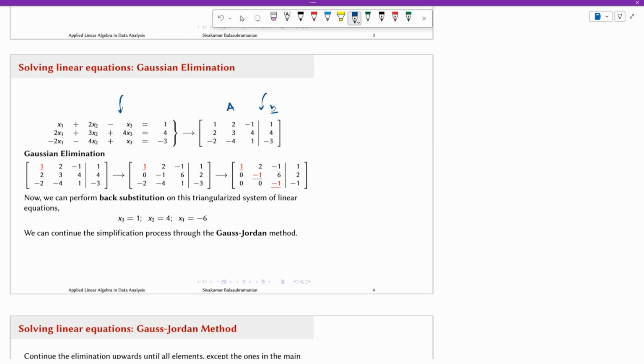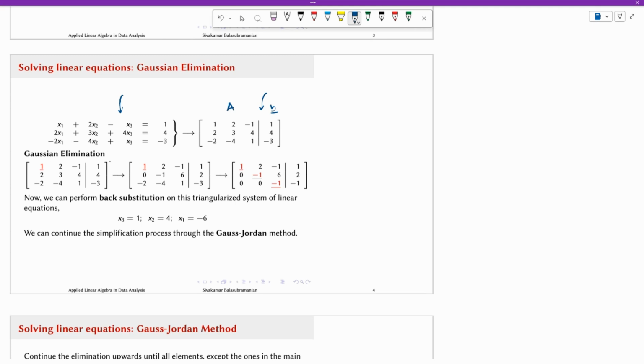Okay, and the main diagonal itself should not be zero. The elements in this main diagonal ideally should not be zero, but we'll see that there are cases where it will be zero, and we'll see how to handle that. Okay, so let's see how to do this.